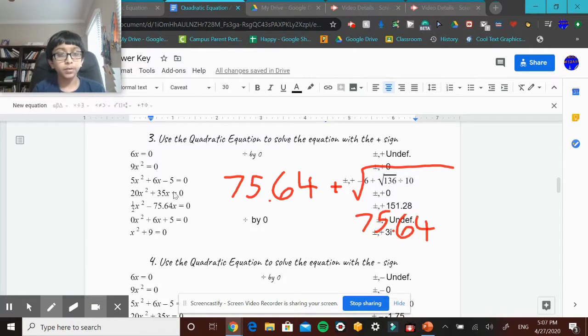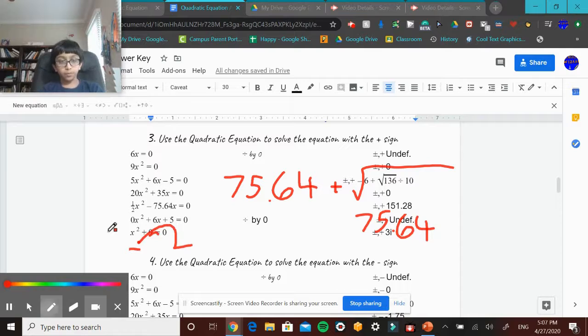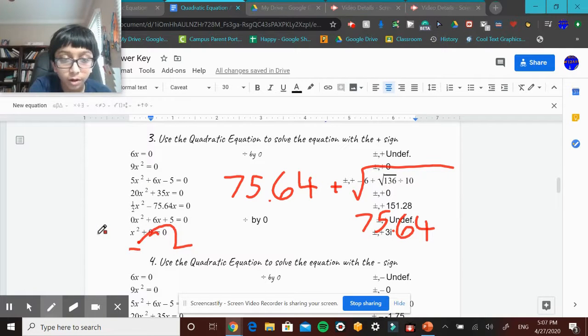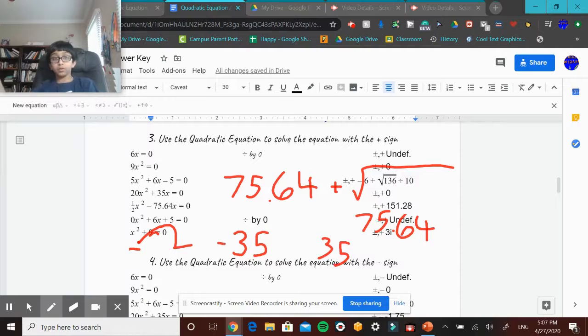In this problem, B was 35, and in the quadratic equation, our end result was negative 35 plus 35. Why? Because A and C were 0. So since A or C was 0, we just got 35 inside the square root, and on the outside it was negative 35. Just like over here, when A and C are 0, we got 75.64, and since on the outside it's also 75.64.